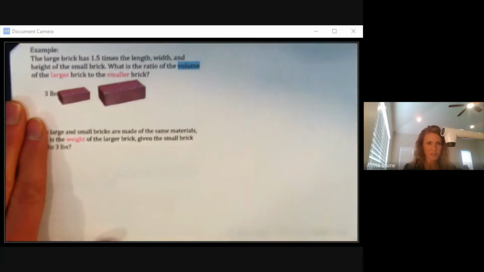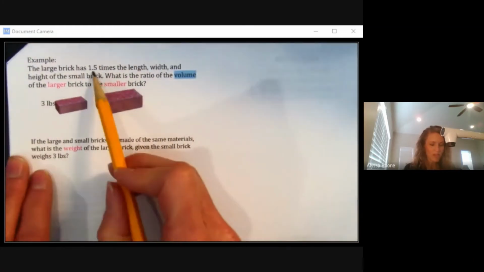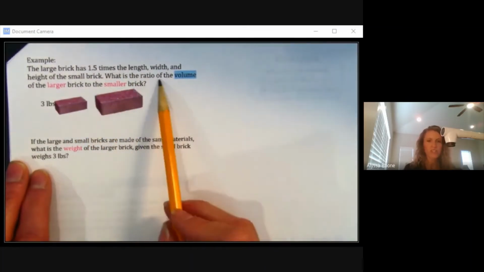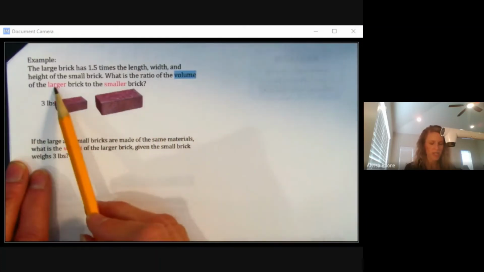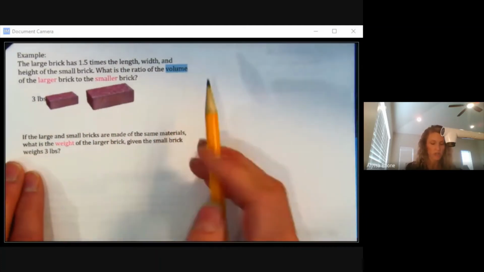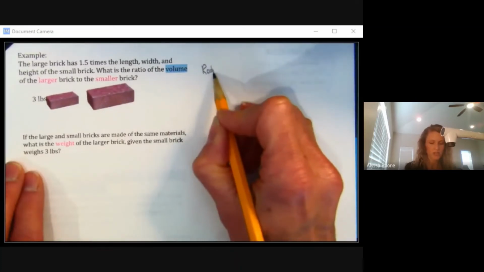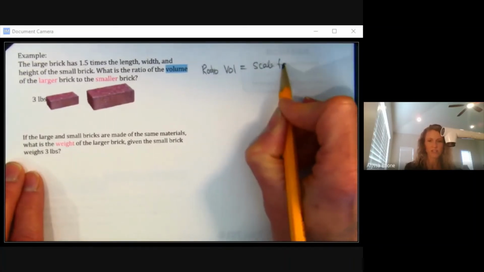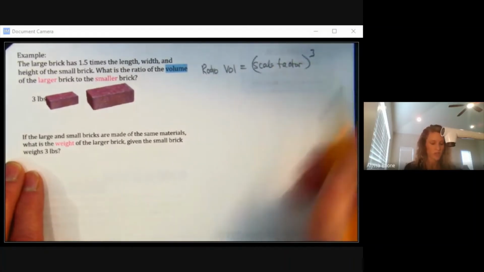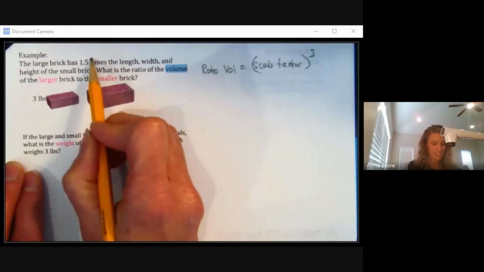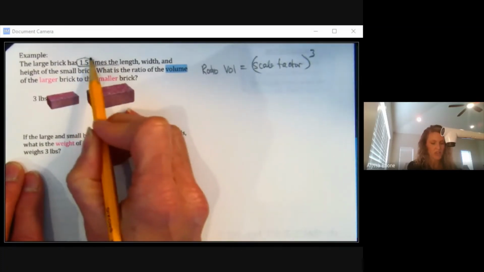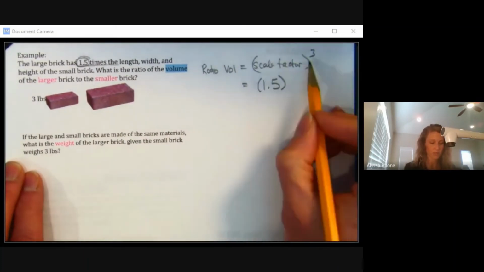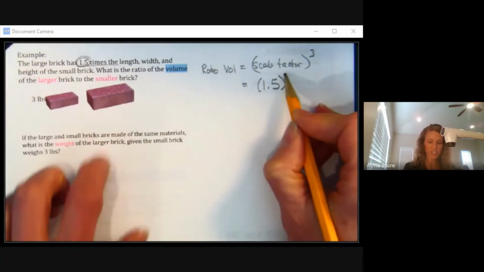It says, let's pull that down there. Okay, the large brick has 1.5 times the length, the width, and height of the small brick. What is the ratio of the volume of the larger brick to the smaller brick? Okay, ratio of volume. Again, we learned that the ratio of volume is equal to scale factor cubed. Well, the scale factor is how many times bigger the dimensions are. So it's 1.5. So really, this doesn't require a whole lot of math other than knowing how to use the formula, putting 1.5 in as the scale factor and cubing it.